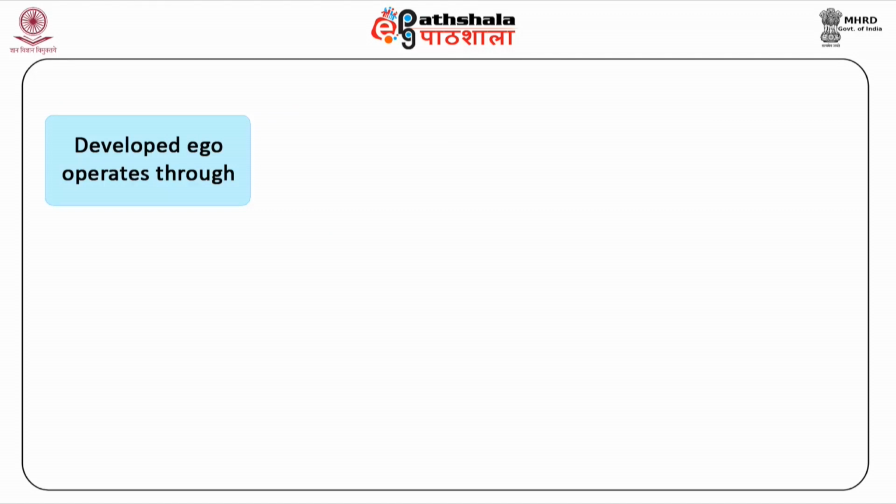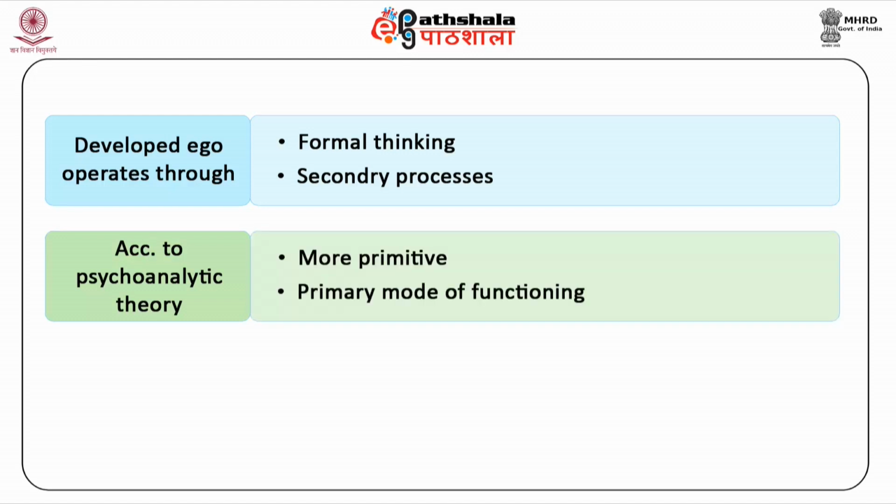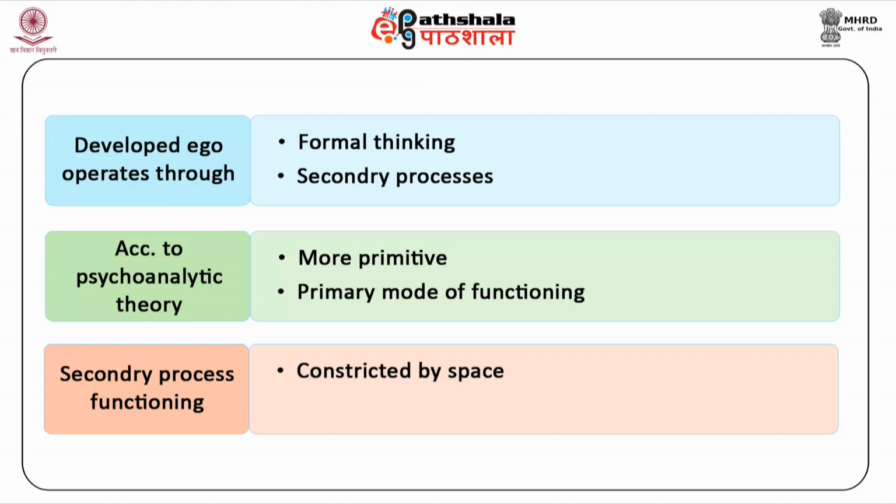The developed ego operates through formal operations thinking, and through what psychoanalysts have called secondary processes. According to psychoanalytic theory, there is a more primitive primary mode of functioning that disregards space and time constrictions and ordinary logic. But secondary process functioning, the functioning by which the ego operates, is bound by the constrictions of space, time, classical logic, and linear causality. This mode of functioning allows the ego to achieve a great deal, but also imposes severe restrictions on one's experiences.